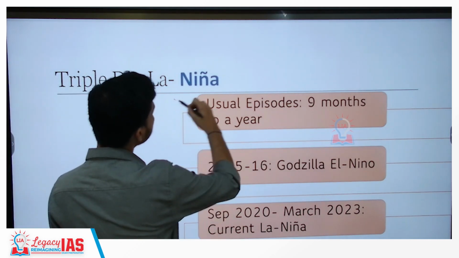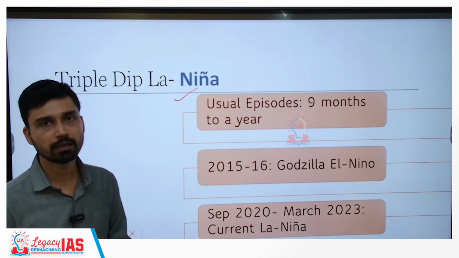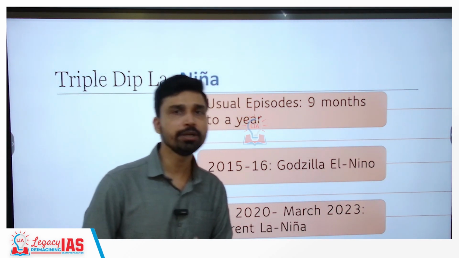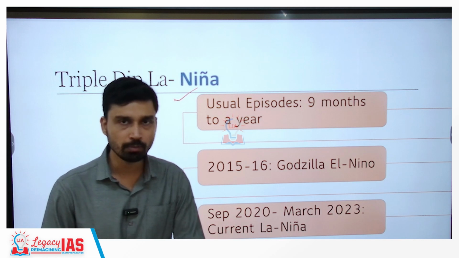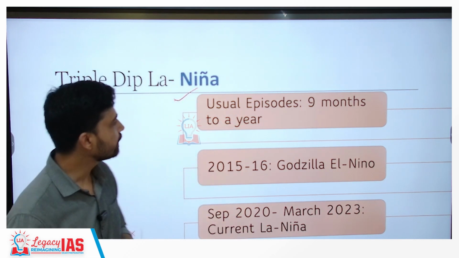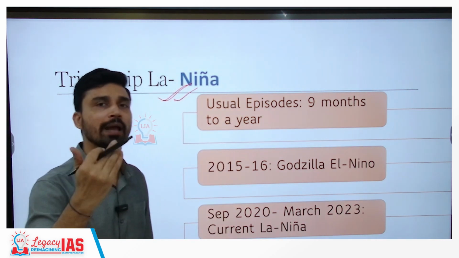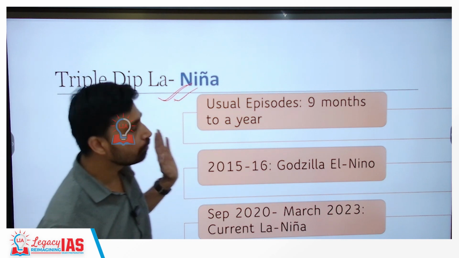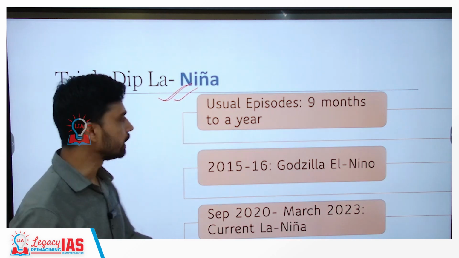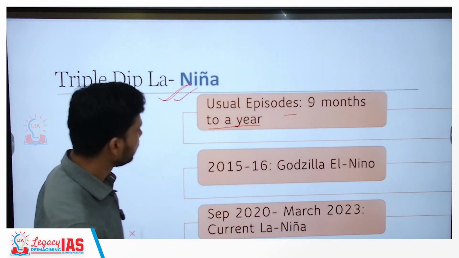Now, in La Niña, recently one other term was in the news, referred to as a triple dip La Niña. Generally, whenever La Niña conditions exist, they extend for a period of 1 year. After that, the situation becomes normal, that means the Walker circulation establishes itself. However, in certain circumstances, La Niña can extend up to 1, 2, and 3 years. When La Niña extends continuously up to 3 years, that kind of La Niña is called a triple dip La Niña. For example, the usual episode, as you discussed, can be 9 months to 1 year.